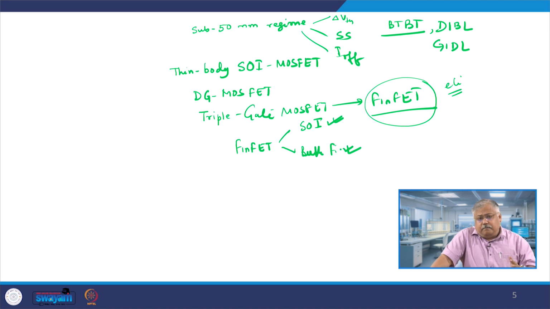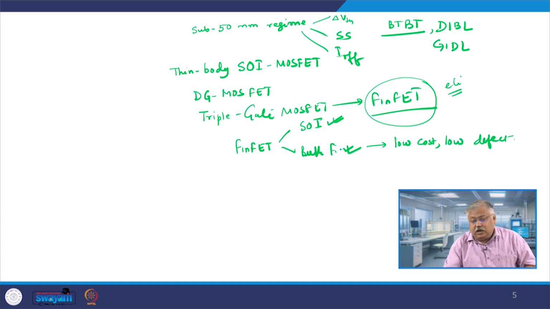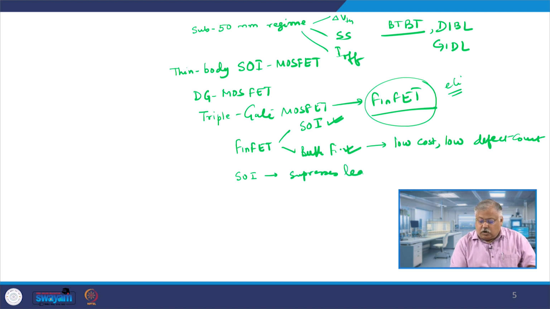The advantage of bulk FinFET is that they have low cost, right. So this is basically low cost and then low defect count, because you do not have an oxidation layer at the bottom, and so on and so forth. No floating body effect and so on. If you compare bulk with SOI, then SOI has a few advantages as well. It suppresses leakage. So its off state currents are relatively lower as compared to bulk, and it's basically low source to drain.